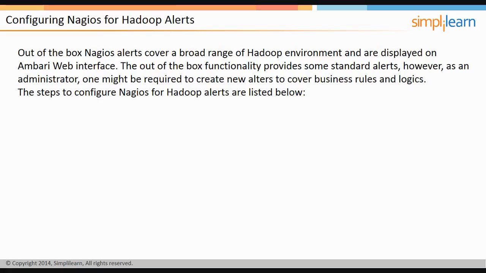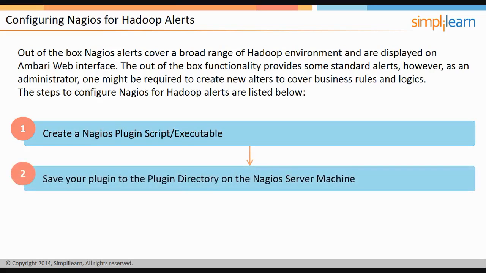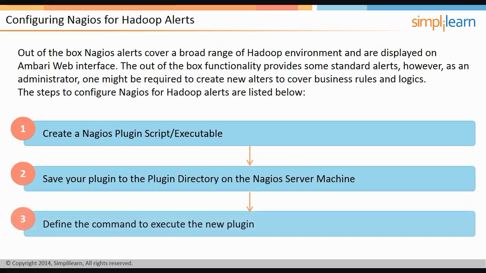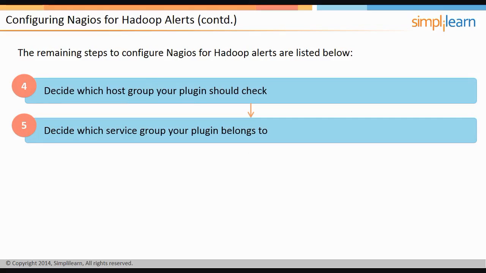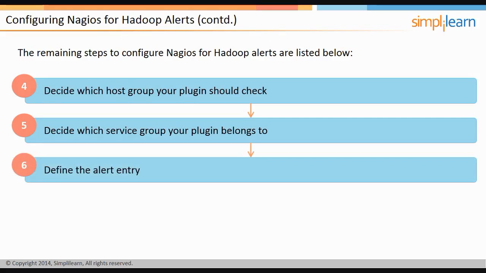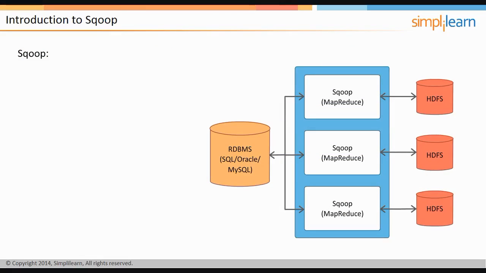The steps to configure Nagios for Hadoop alerts are listed here. The first step is to create a Nagios plugin script/executable. Next, save your plugin to the plugin directory on the Nagios server machine. The third step is to define the command and execute the new plugin. Next, decide which host group your plugin should check. Decide which service group your plugin belongs to and define the alert entry. Finally, restart the server.